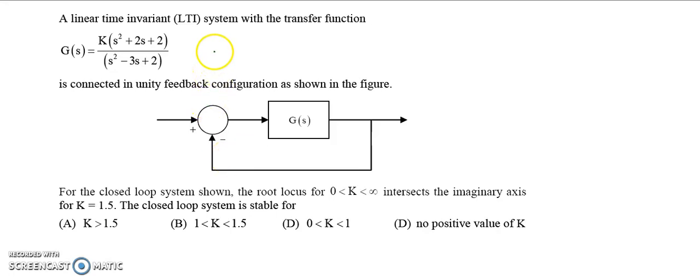In this video, we are going to solve this GATE 2017 problem. This concept is regarding control systems, and the subconcept is the RH criteria.